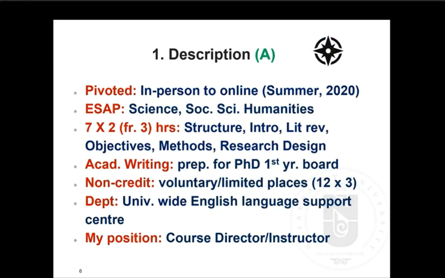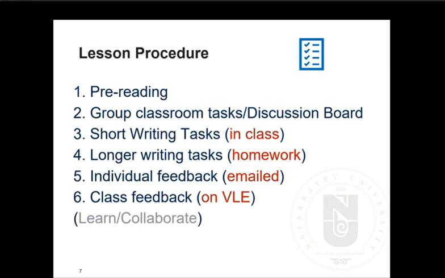Okay, so the lesson procedure involved students being given a pre-reading on the materials, and then before the class they could also put things on the discussion board, and then there was a short writing task in class. They would do short writing tasks, and then they were given a longer writing task as their homework. And during the week, I would then give them feedback, usually by email.